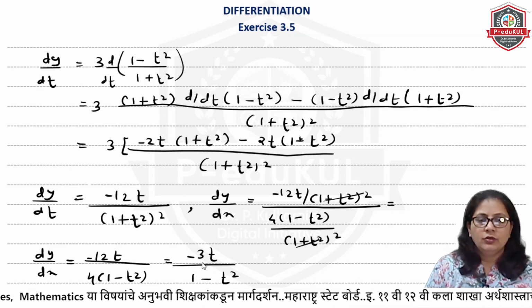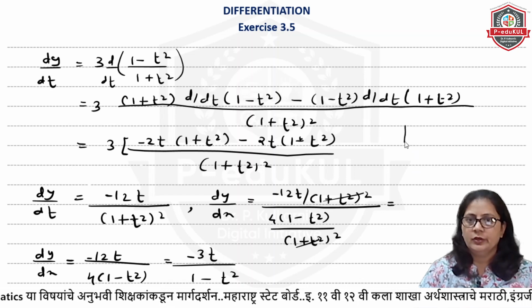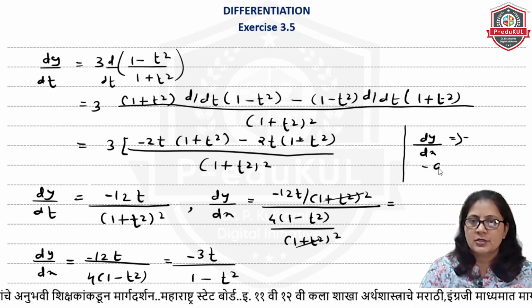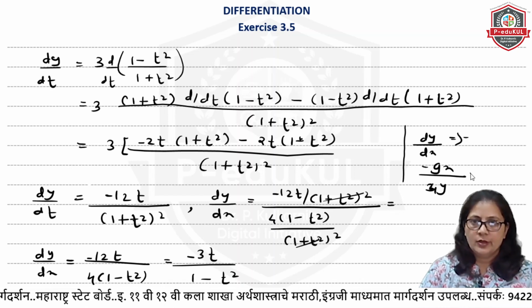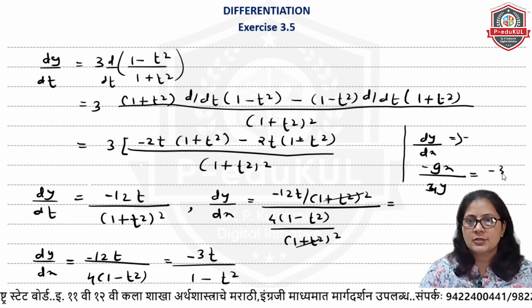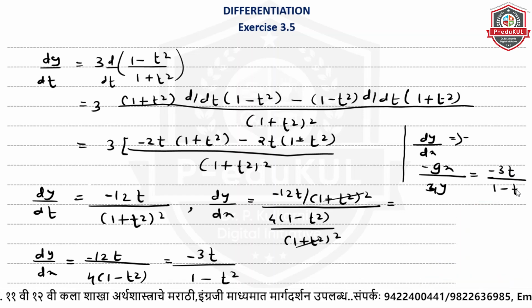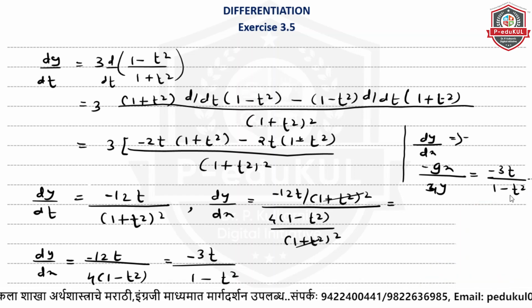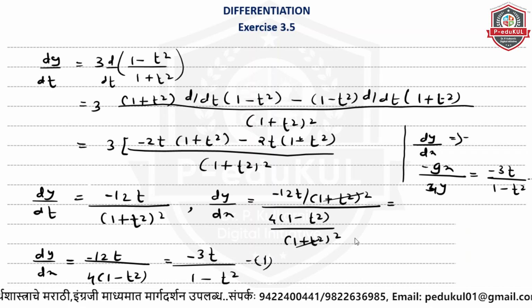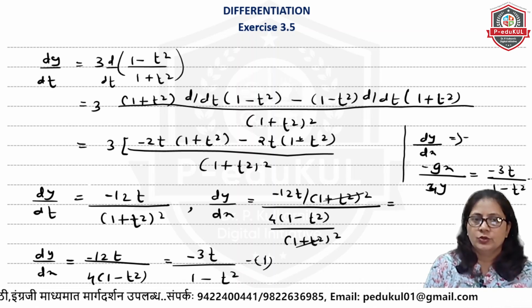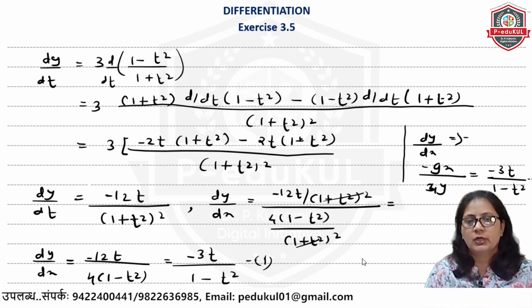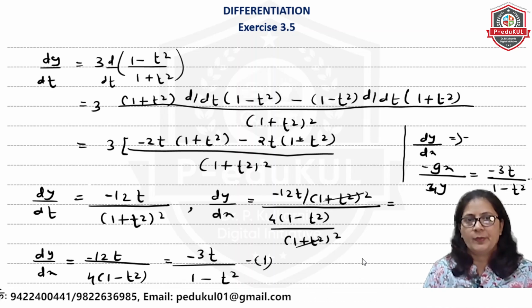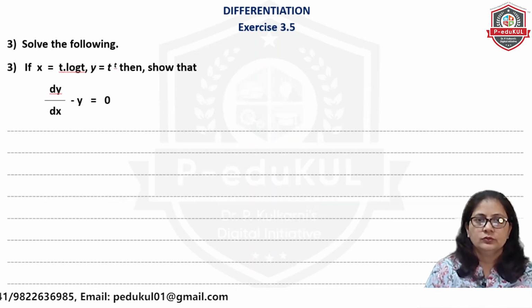Correct? Now we will calculate dy by dx over here. We will calculate minus 9x upon 4y. So that will come up as minus 3t upon 1 minus t square. So this is 1 and this is 2. So from 1 and 2 we have proved the result. So from 1 and 2 we can prove that dy by dx is equal to minus 9x upon 4y. Okay. So let's see the next question.